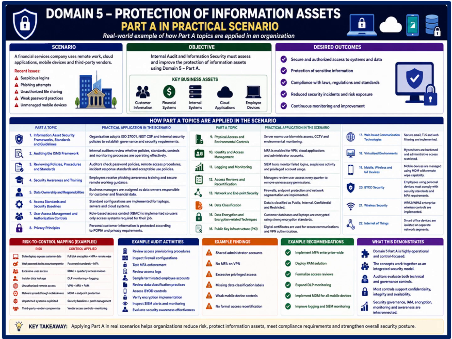The lower section of the slide shows how risks are mapped to controls. For example, stolen laptops are mitigated through full disk encryption and remote wipe capabilities. Weak passwords are addressed through password standards and multi-factor authentication. Unauthorized access is reduced through role-based access controls and quarterly access reviews. Insider threats are monitored using DLP solutions and logging technologies.